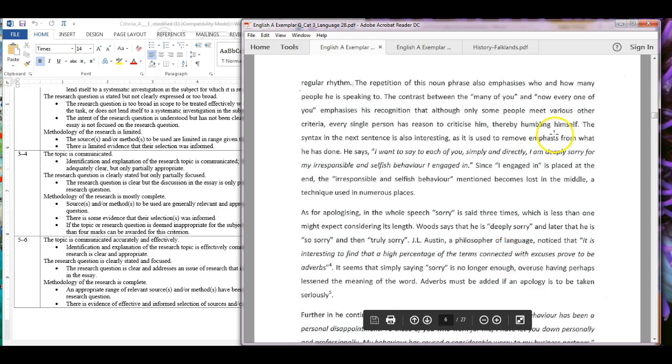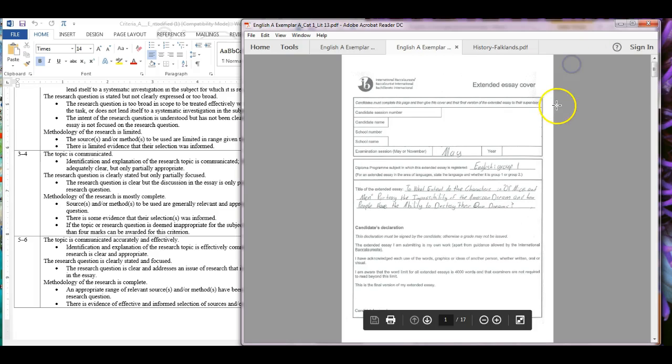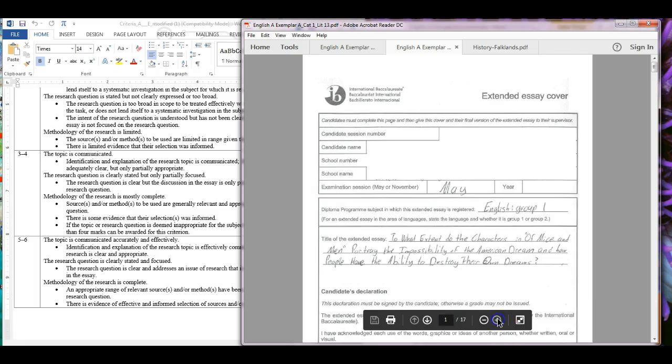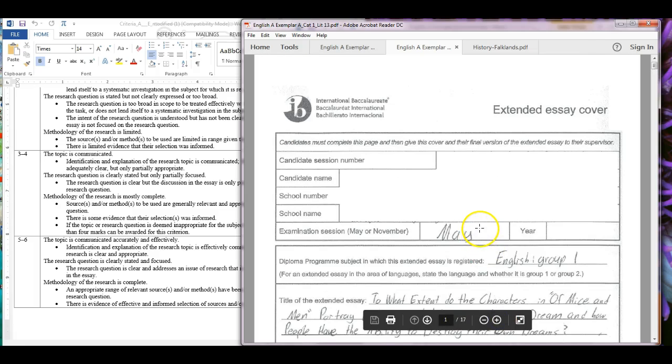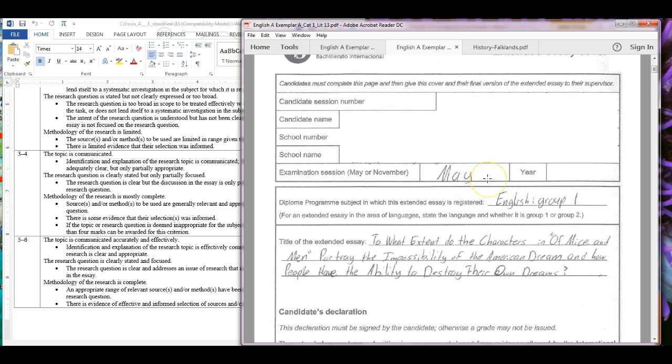Okay, so if we wanted to look at something that is a little bit more literary, right? I taught Of Mice and Men, but I think all of you may have read Of Mice and Men. If not, you should. But we could still look at it even if we don't know the story. To what extent do the characters in Of Mice and Men portray the impossibility of the American dream, and how people have the ability to destroy their own dreams?